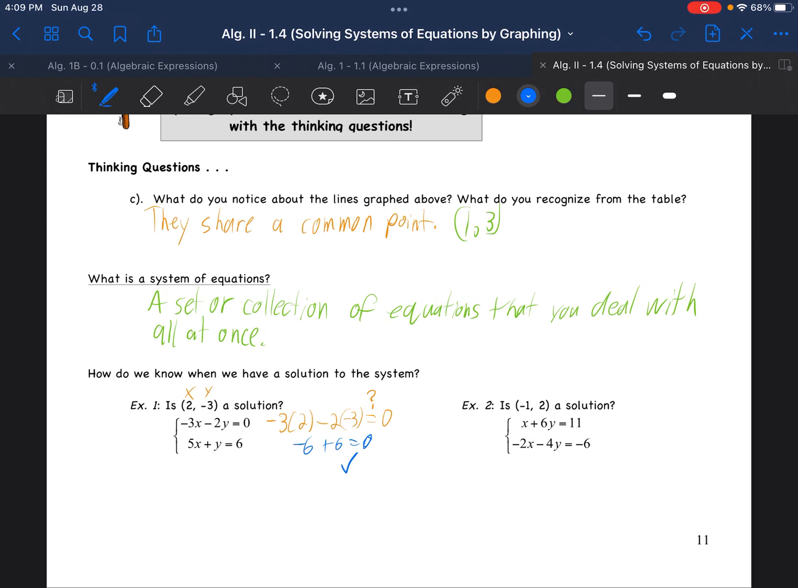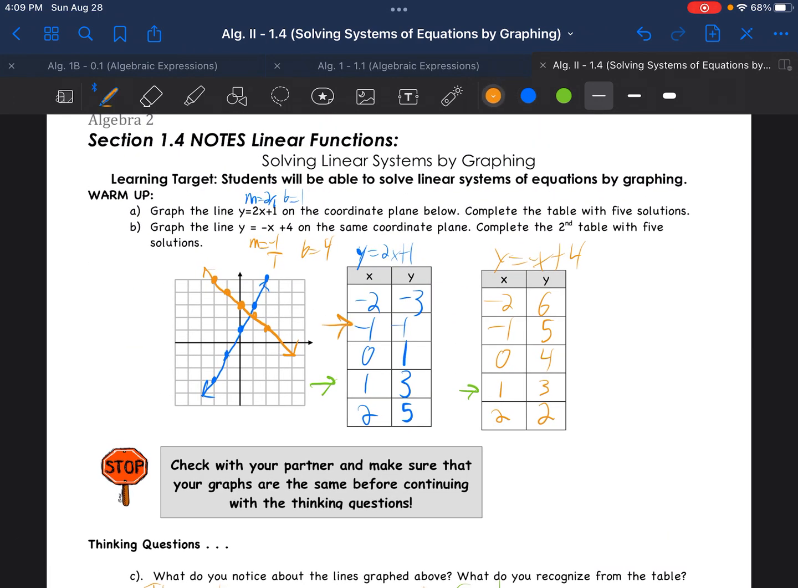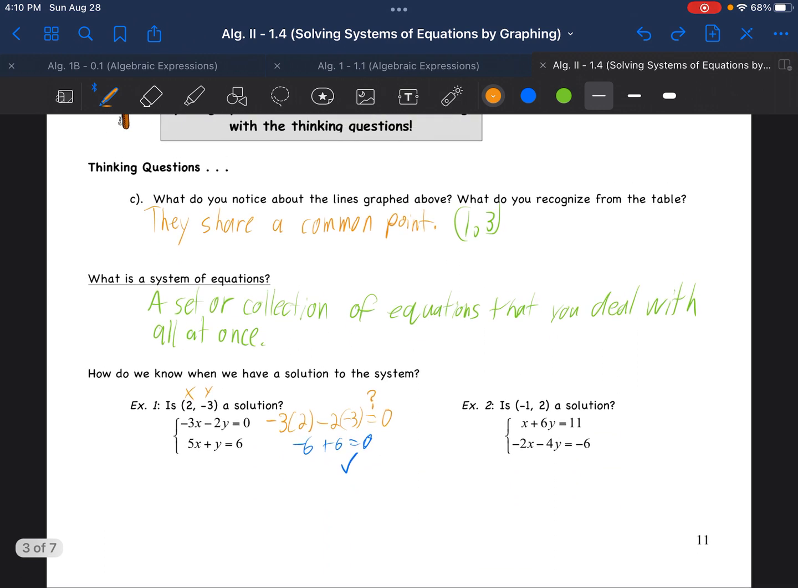In order for it to work, it has to work for both equations, because otherwise we could say, oh, well, back on the original, (-1, 1) works for this equation, so it must be a solution. But when we put -1 in the other one, we got 5 out, so it wasn't actually a solution. So we also have to do the work of plugging (2, -3) into the second equation. So we get 5 times positive 2, because that's the x value, plus -3, which is the y, equals 6.